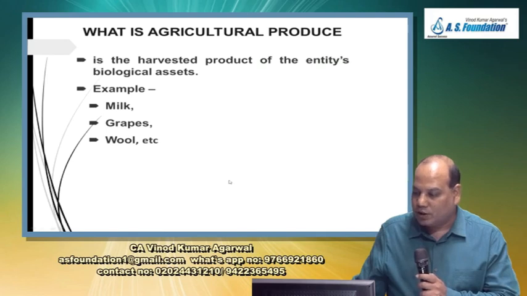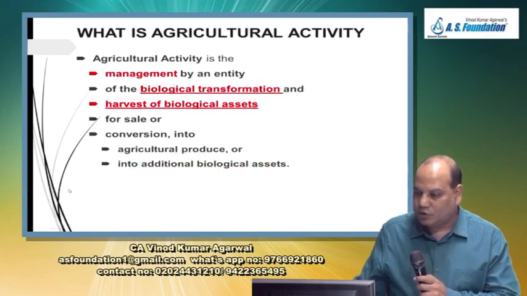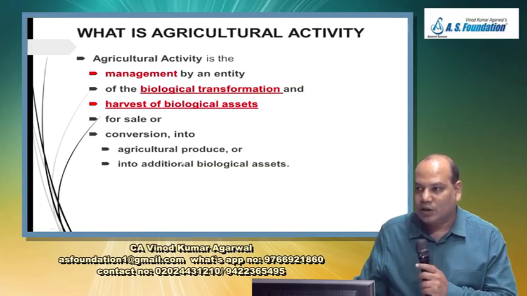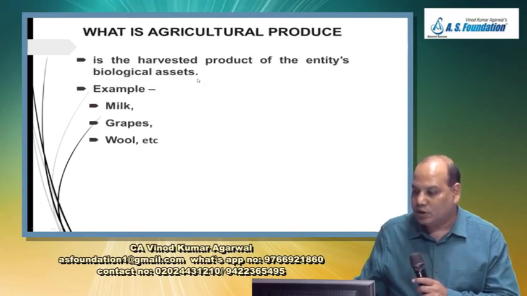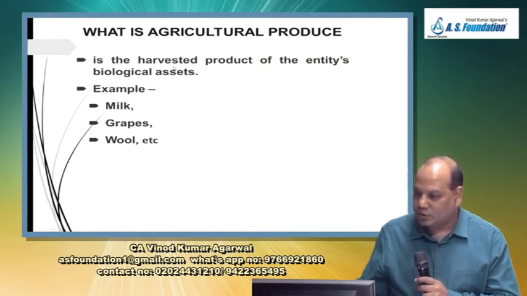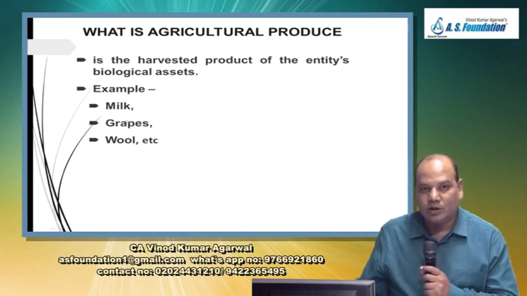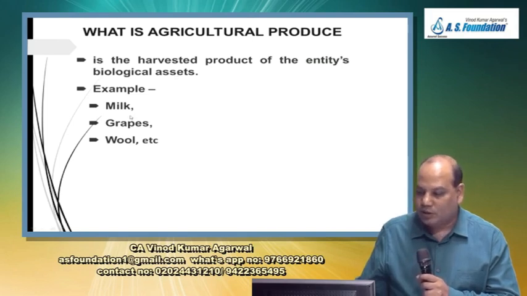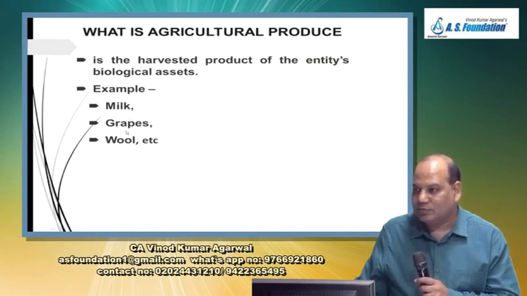Now the next question is, what is agricultural produce? In the definition of agricultural activity, they had used the term agricultural produce. So agricultural produce is the harvested product of the entity's biological asset. From the biological asset, what you get after harvesting is called agricultural produce. A simple example would be milk. Cow is a biological asset, and from the cow we get milk, so it's a harvested product. From the grape vine, which is a biological asset, we get the grapes. From sheep, we get wool.